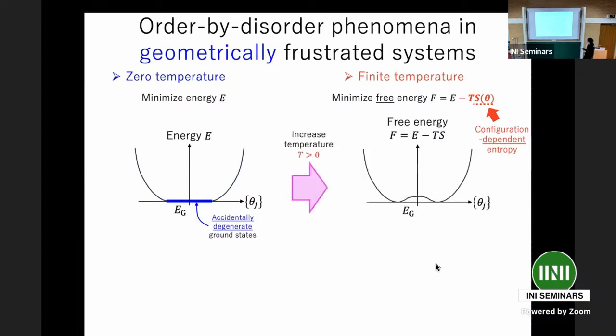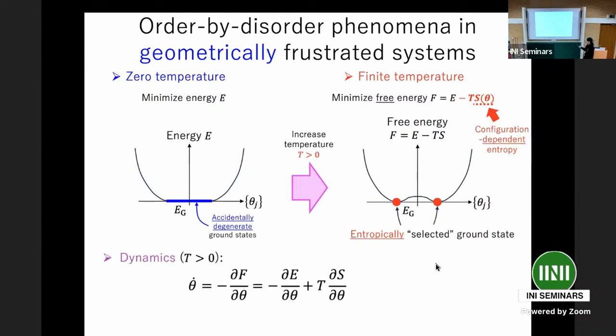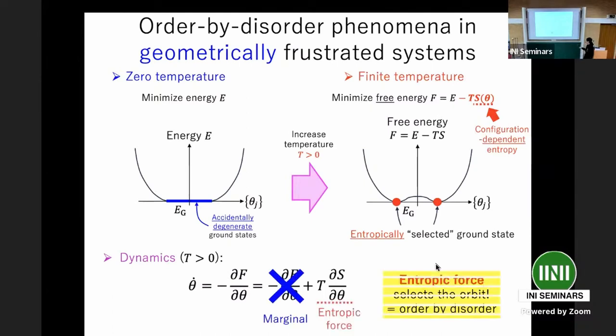As a result, if you increase the temperature, the free energy would be dominated by this entropic term, and you get an entropically selected ground state. A lot of times this just happens to be an ordered state, and therefore you get entropically induced order. If you want to translate this to dynamics, you can write it down like this, where the energy contribution is absent because the system is marginal, but you have this entropic force that dominates the dynamics.